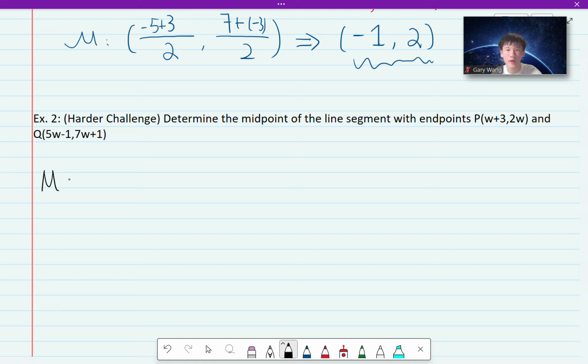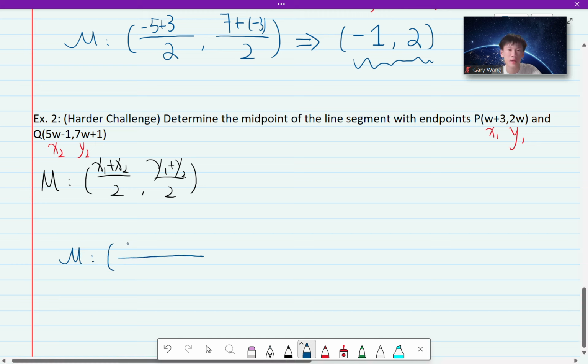So the midpoint of any line segment would be (x1 + x2) over 2 and (y1 + y2) over 2. So the first step always is to consistently define these as x1, y1, and x2, y2. And then don't be afraid of these variables and binomials, monomials. We still simply substitute them in. So for midpoint M, we will have x1 + x2 as (w + 3) + (5w - 1) over 2, and (2w) + (7w + 1) over 2.